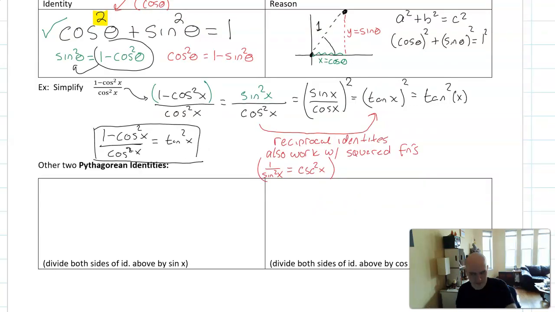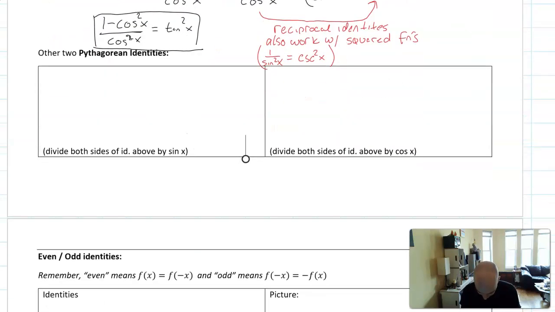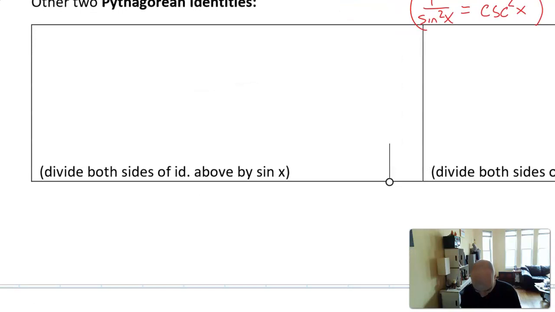So one of the themes of this identities page has been rearranging old identities to make new identities. And it turns out that this key identity, cosine squared plus sine squared equals 1, can be rearranged in two really, really useful ways. And they're also called Pythagorean identities. And I want to share those with you now as well. So in this first box, I'm going to start by writing cosine squared theta plus sine squared theta equals 1. And then I'm going to divide both sides by sine squared theta.